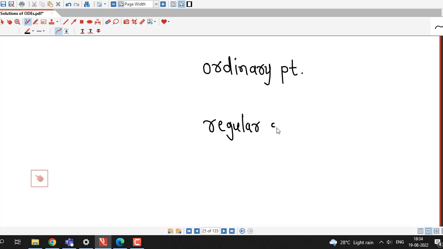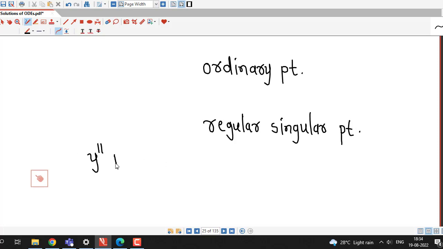We have discussed ordinary and singular points, so our power series method will be different if we are interested in the power series solution about an ordinary point, and if we are interested in a regular singular point. We are familiar with these two definitions, ordinary and regular singular points. So we have two methods for power series solutions.